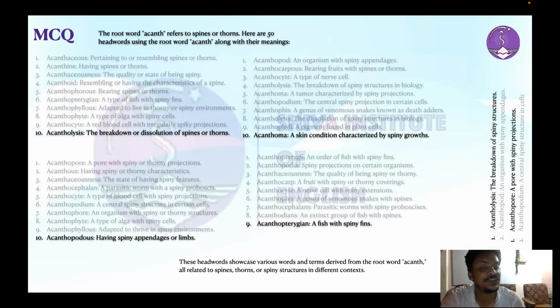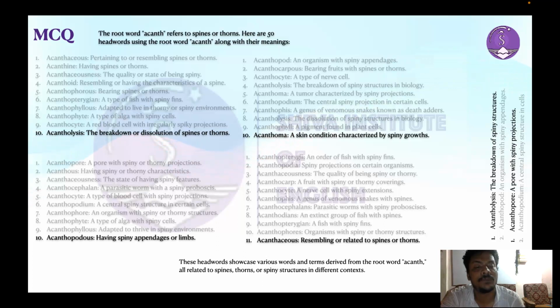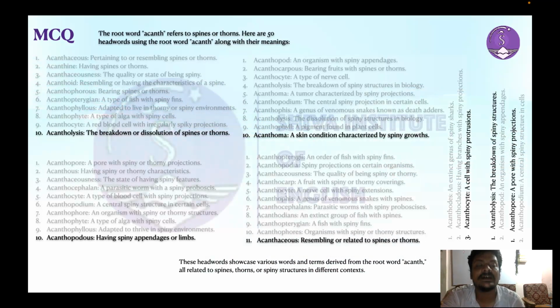Acanthopterygian, a fish with spiny fins. Acanthophores, organisms with spiny or thorny structures. So you also find many other words, right? Let's say acanthodes, an extinct genus of spiny sharks. Acantholadus, having branches with spiny projections. Acanthocyte, a cell with spiny protrusions. Acanthocephalans, worms with a spiny proboscis. Acanthophil, a pigment found in plant cells.